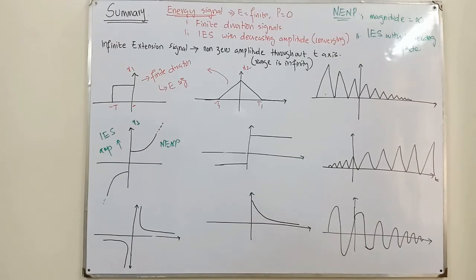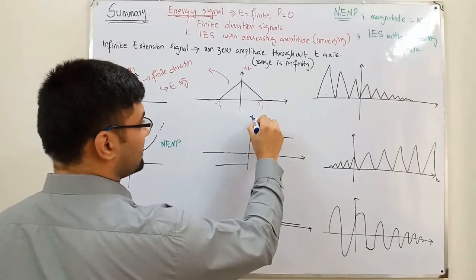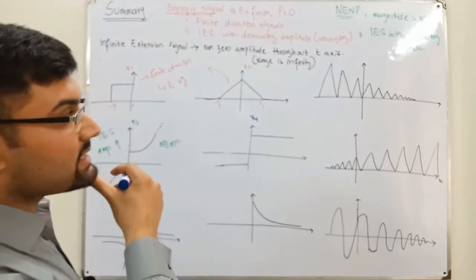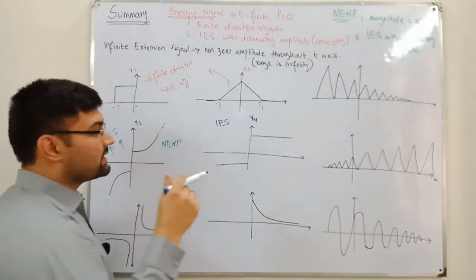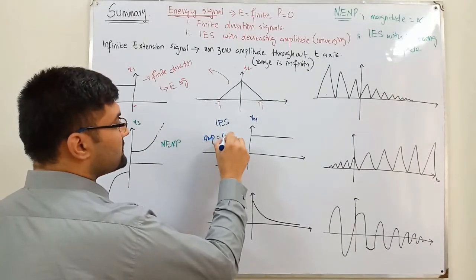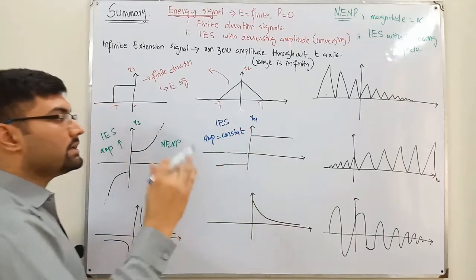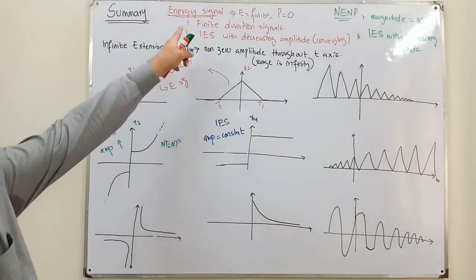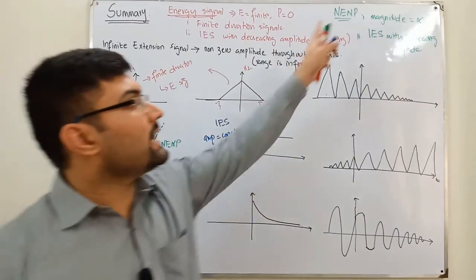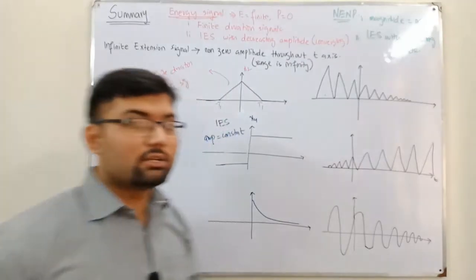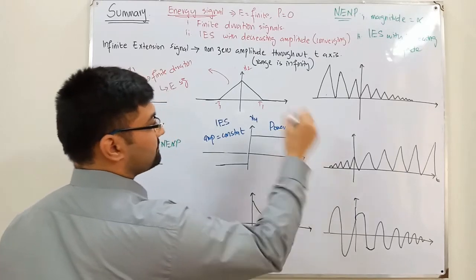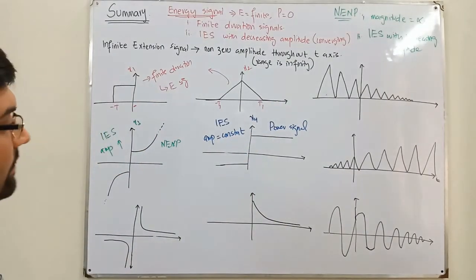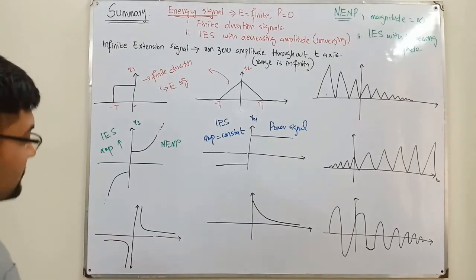signal. Okay. Now, X4. X4 is what? Let's say this one is X4. So it is an infinite extension signal. Amplitude is non-zero throughout the time axis, but the amplitude is constant. The amplitude is neither increasing nor decreasing. So have a look. For energy signal, we have amplitude decreasing. For neither energy nor power, we have amplitude increasing. So, if the amplitude is constant, this means that this is a power signal. Is that fine? Okay. Now, coming to this one.